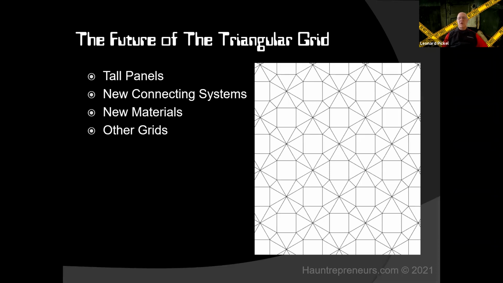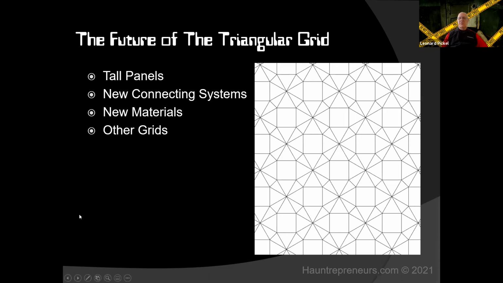New materials, coming up with something different than plywood and lumber to build the walls out of is also something that is coming. You know, there's a lot of new materials that people are using to build buildings with, and plastics and that kind of stuff that are flame retardant, that are definitely going to be something that will be added to the triangular grid system in the future, and other grids.